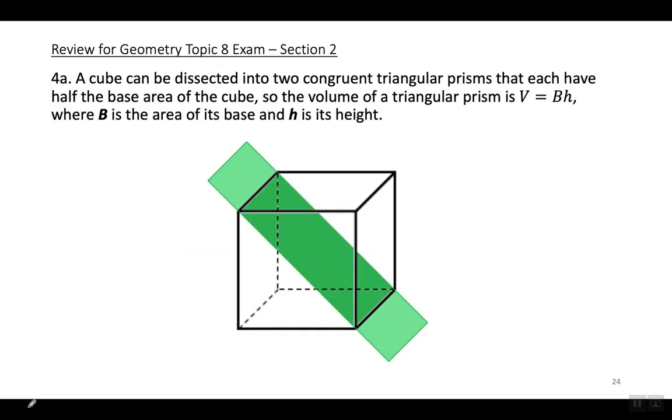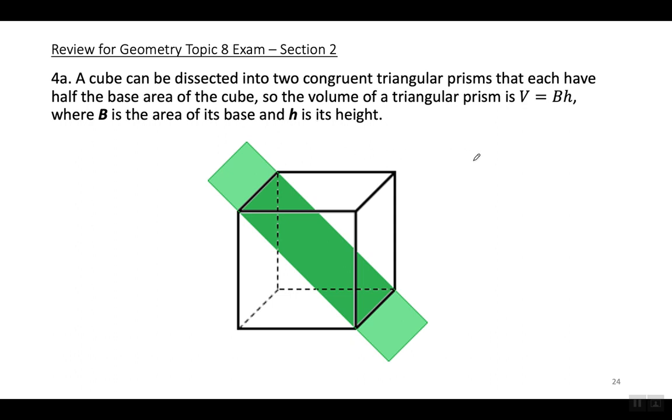Question number 4. I have it split into 4A and 4B. This is not in my review. This is not really a question. It's just make sure you read this and understand it. It says a cube can be dissected into 2 congruent triangular prisms that each have half the base area of the cube. So the volume of a triangular prism is volume equals area of base times height, where B is the area of its base and H is its height.